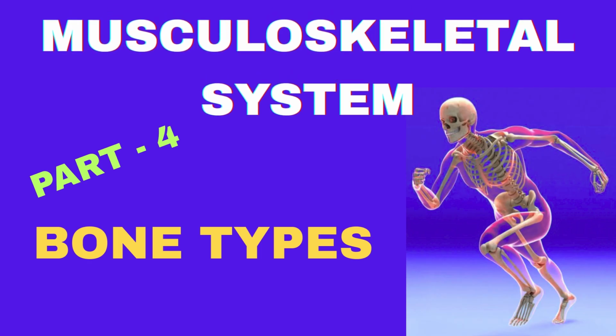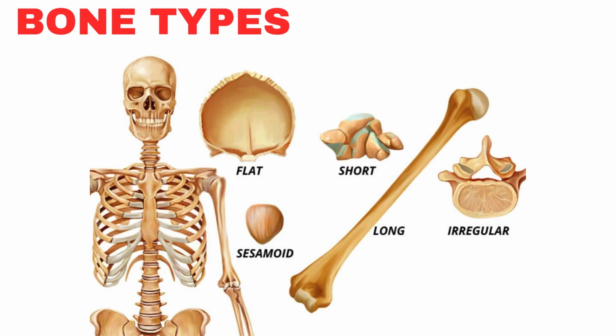This is the continuation of the musculoskeletal system. In this video, we will cover bone types. Bone types can be classified according to the shape and the size of the bone. The shapes of bone reflect their functions.